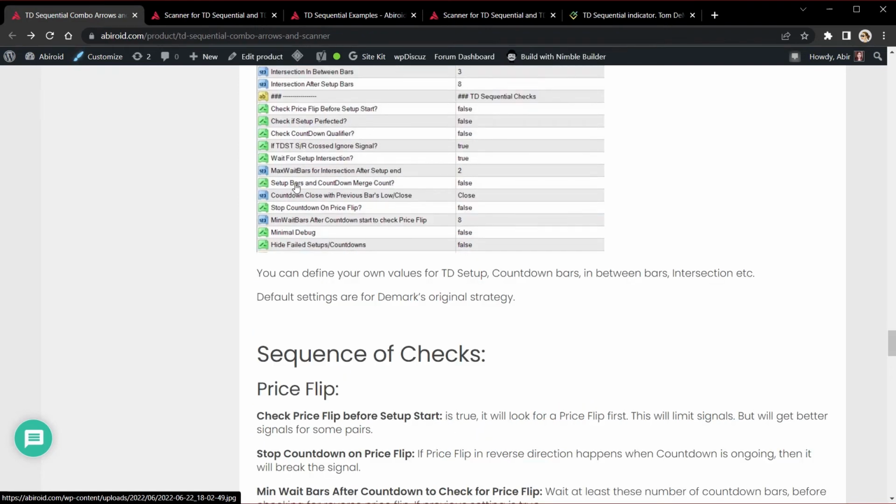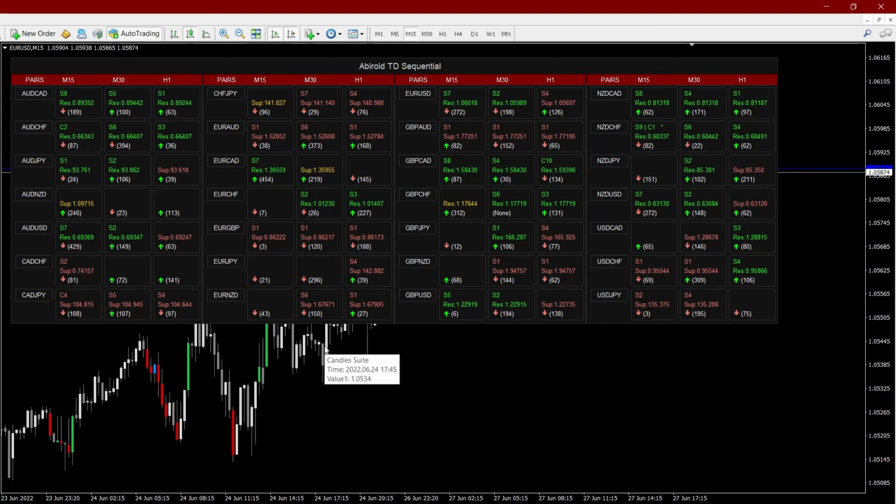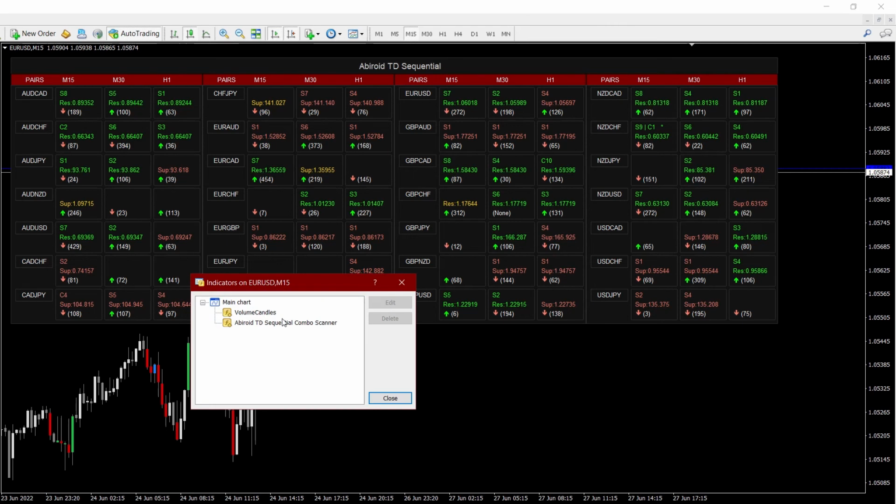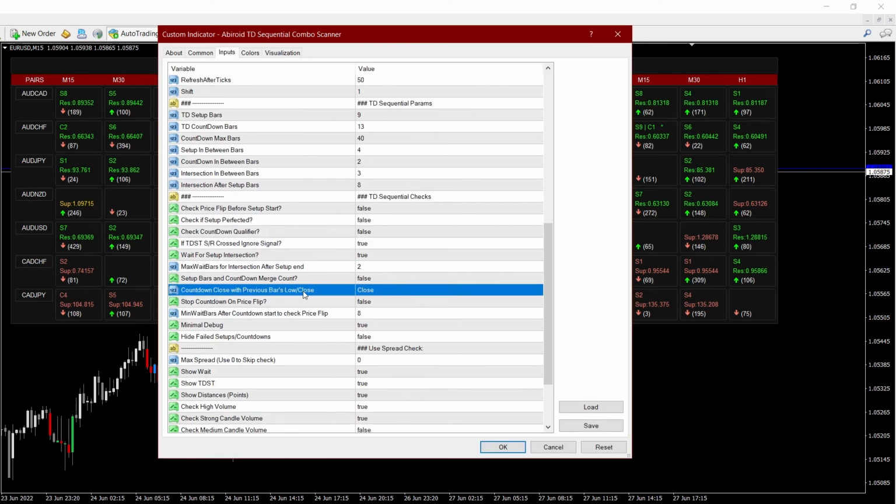And next we have countdown close is compared with the previous bar's low, high or low, or it is compared with the previous bar's close. So right here we have a drop down. The drop down will look something like this. Countdown close compared with previous bars low or high, this one, or close. If you choose close, which is the default, then you will get a lot more signals, because comparing with high or low will give you fewer countdown bars. So the signal might be delayed if you set this to high-low.